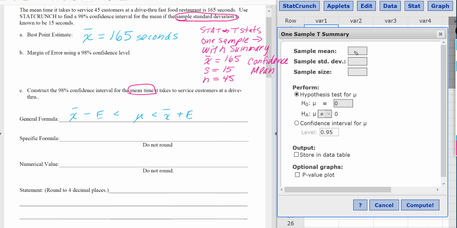Entering those values in, again, we take the sample mean as 165, our sample standard deviation is 15, and our sample size we said was 45. We're going to do the confidence interval for the mean, and change our confidence level to 98%. Then we hit compute.